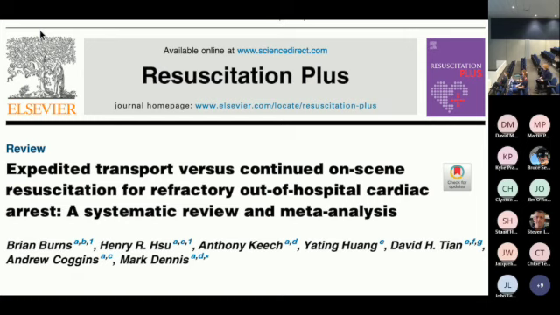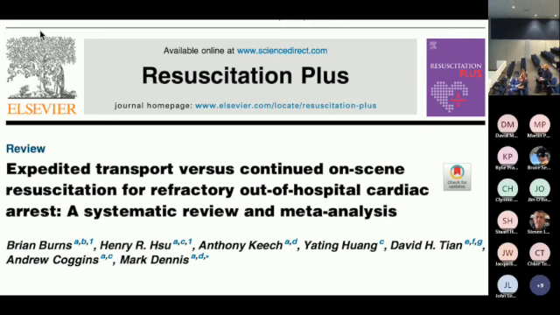It's around, I suppose, the lead up to the EVIDENCE cardiac arrest trial, and expedited transport versus continued on-scene resuscitation in refractory cardiac arrest. We did a systematic review and analysis to try and pave the landscape for the EVIDENCE cardiac arrest trial and look to see what was out there. I really have to thank Henry Sue, an MD research student from Sydney University, who did a lot of work in this. And then the NHMRC CTC and Sydney Uni with Professor Keech were very helpful.